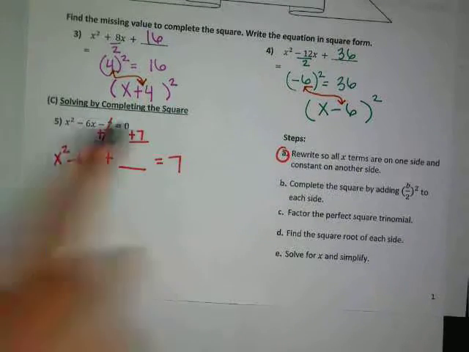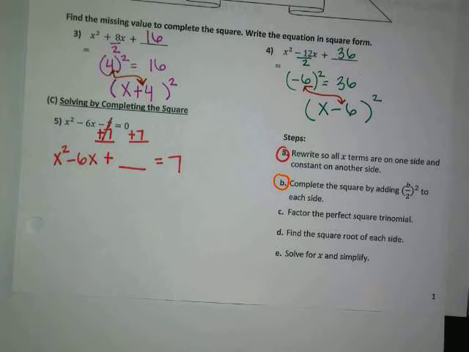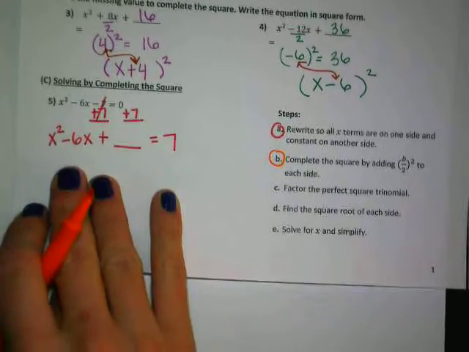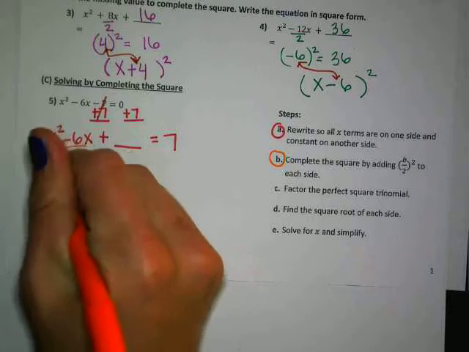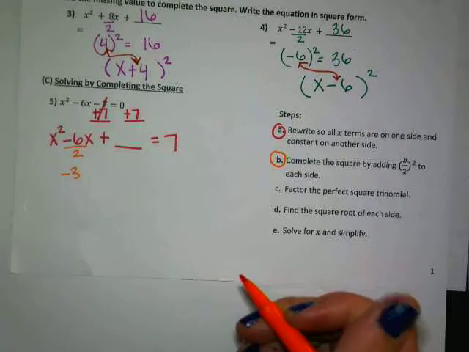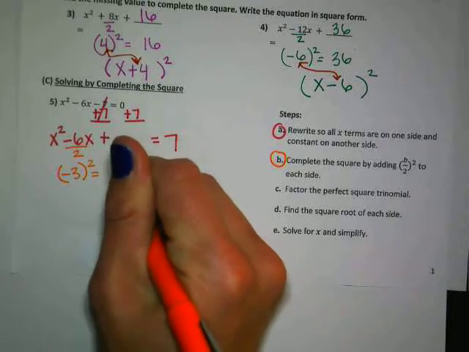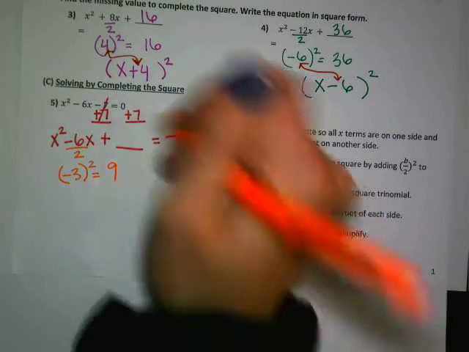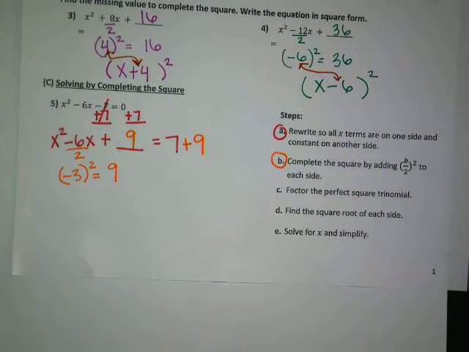So now this looks like my previous problems that I did. So part B, I'm going to complete the square. I gotta come up with my magical number. So what's the first step? Divide by 2. So negative 6 divided by 2 is negative 3. And then what? Square it. So negative 3 squared is 9. So your magical number that you are going to add to both sides is going to be 9.